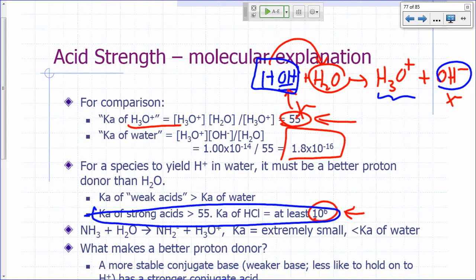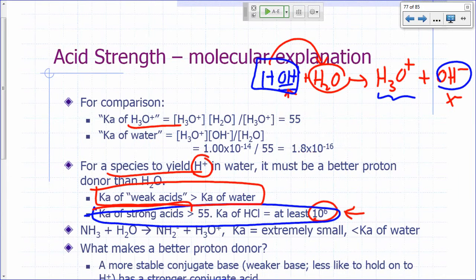So if you have a species, for it to be able to yield H plus or hydronium ions in water, it must be a better proton donor than water. So what we call weak acids are those acids that have a Ka larger than 1.8 times 10 to the negative 16. They're better than water. The strong acids are better than hydronium. So on the Ka scale, you can use these numbers as a gauge of whether something is a weak acid or a strong acid. Higher than 55, strong acid. Higher than 1.8 times 10 to the negative 16, that would be a weak acid.